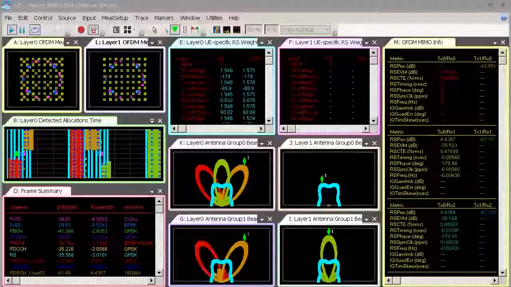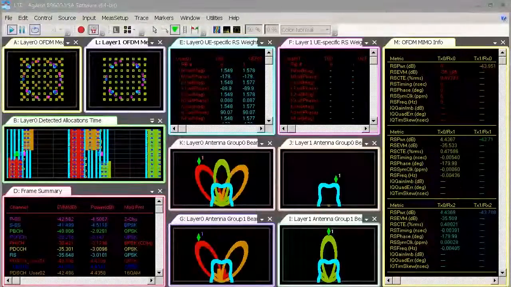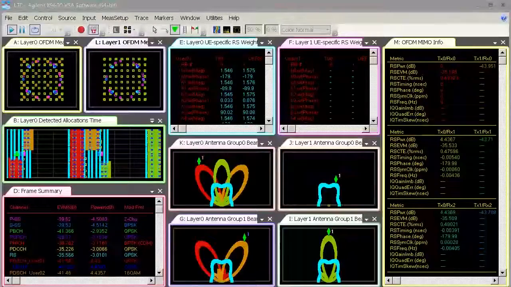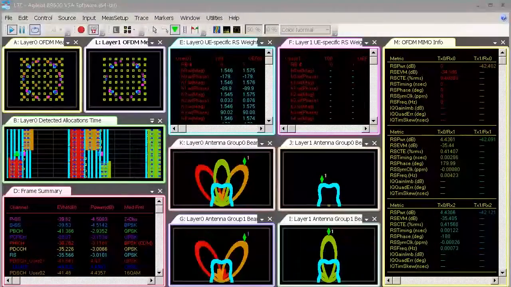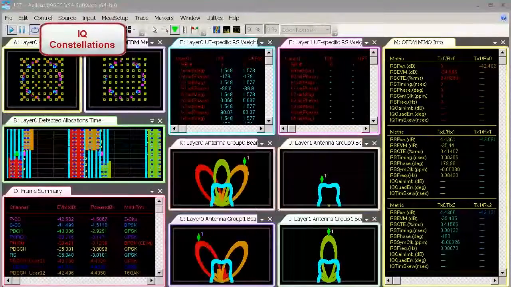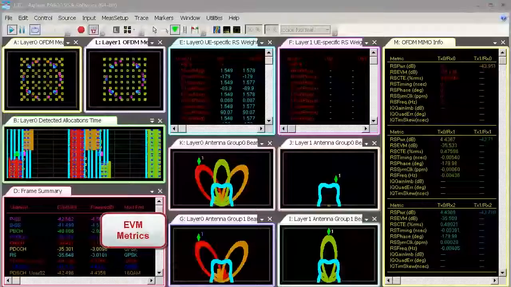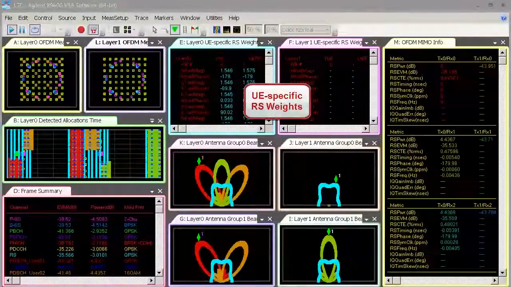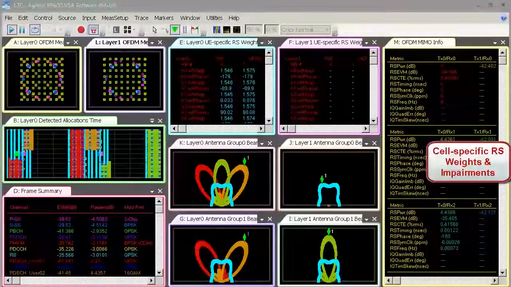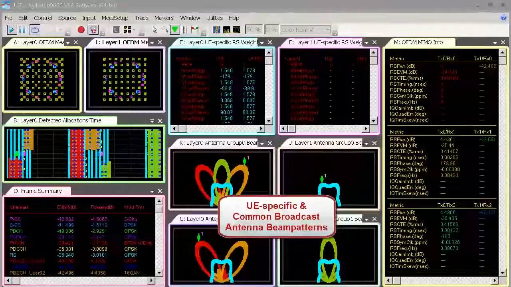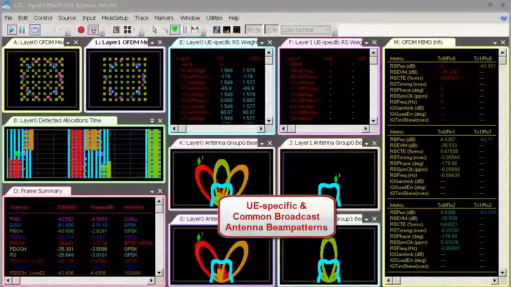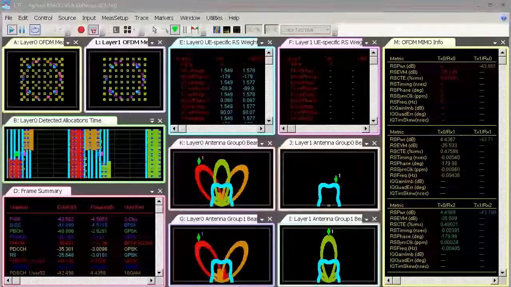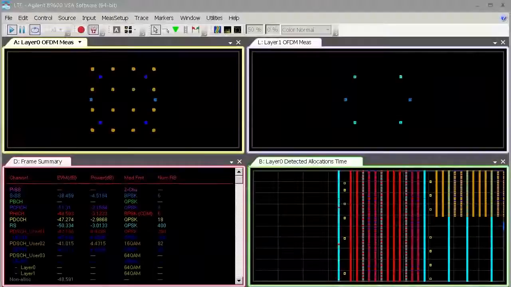allocation. The TD-LTE measurement application provides a rich set of demodulation results to help you verify and visualize your MIMO beamforming signals. Available results include IQ constellations, EVM result metrics, detected resource allocations, UE-specific reference signal weights, cell-specific reference signal weights and impairments, and UE-specific and common broadcast antenna beam patterns. Let's take a closer look at some of these result traces.